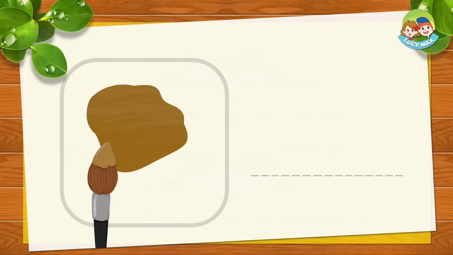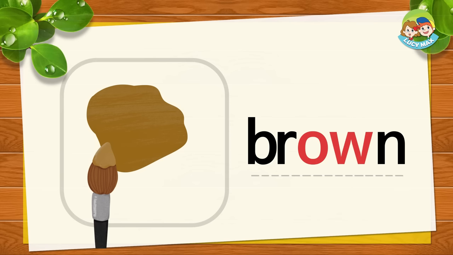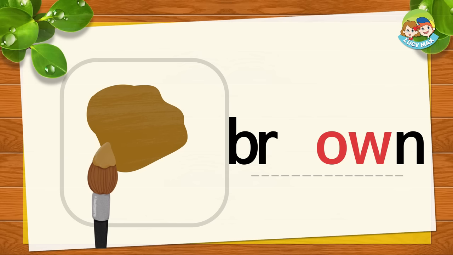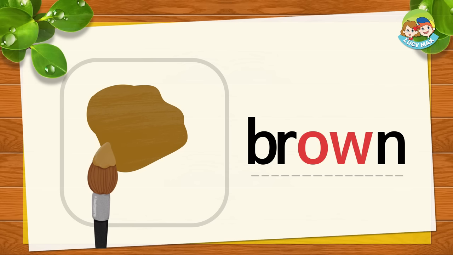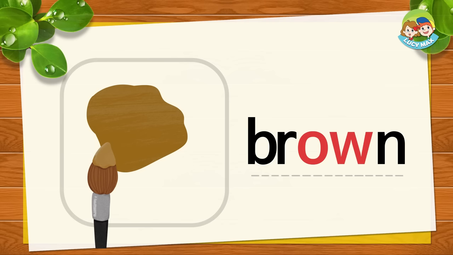This is the color brown. Br, ow, n. Together is brown. Br, ow, n. Brown. Now you try. What color clothing are you wearing now?